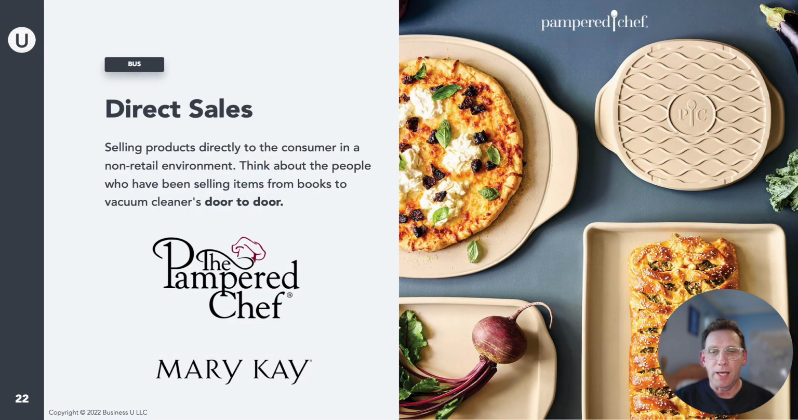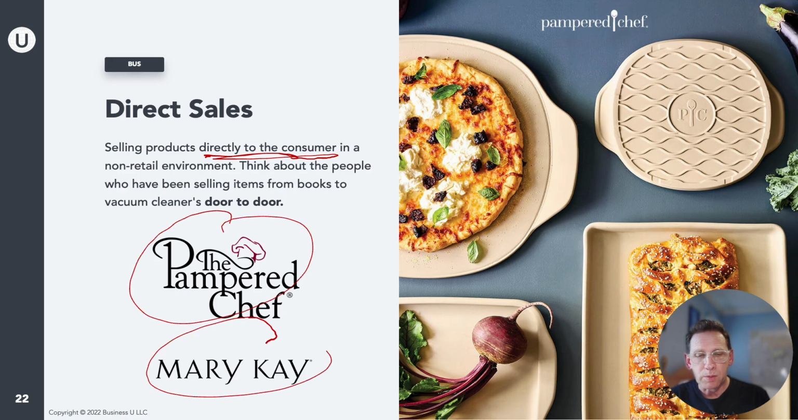Next model is direct sales. This is where you're selling products directly to consumers in a non-retail environment. Think about the people who have been selling items from books to vacuum cleaners. They go door to door. Pampered Chef is an example, so is Mary Kay. So those direct sales oftentimes relate back to that multi-level marketing model as well.